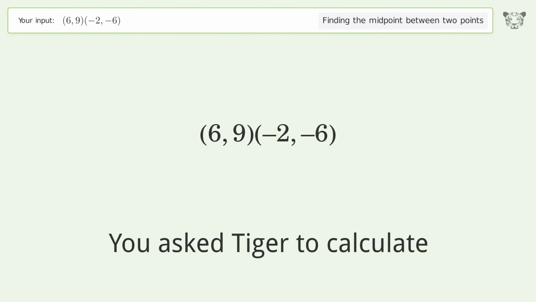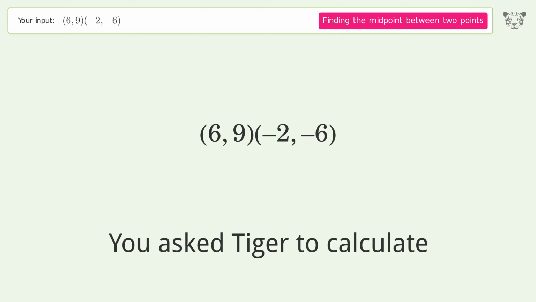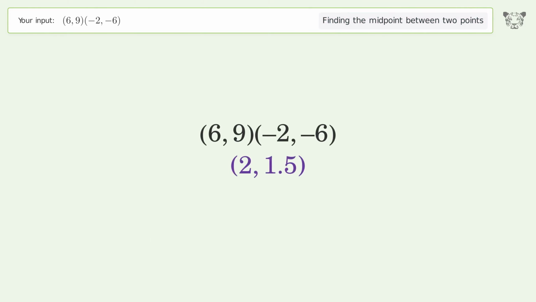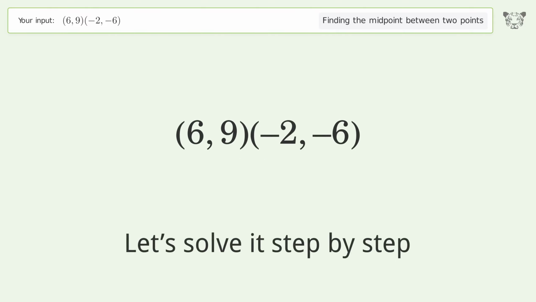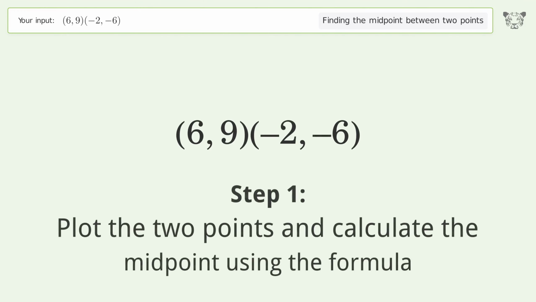You ask Tiger to calculate. This deals with finding the midpoint between 2 points. The midpoint between the 2 points is 2, 1.5. Let's solve it step by step. Plot the 2 points and calculate the midpoint using the formula.